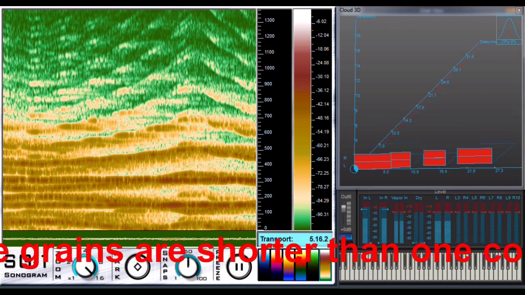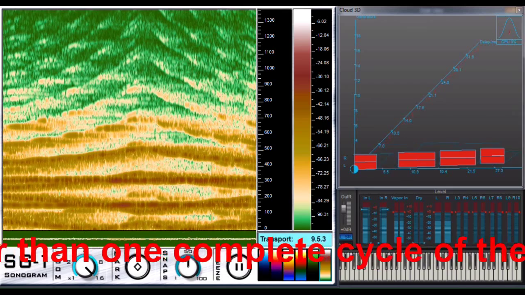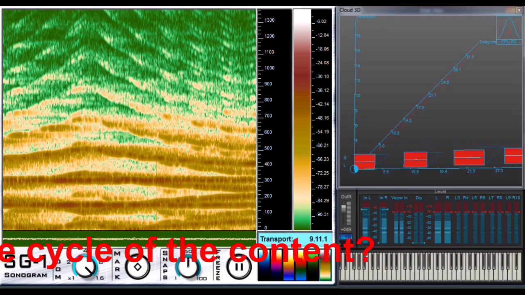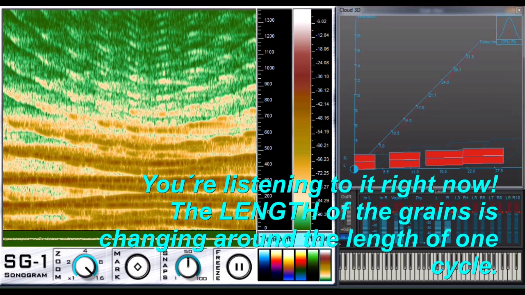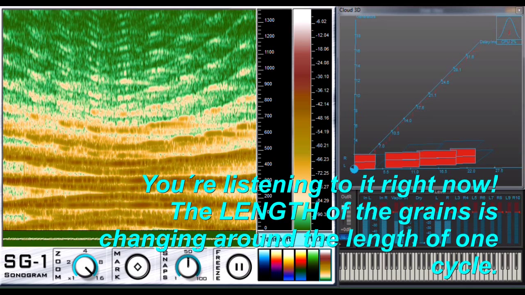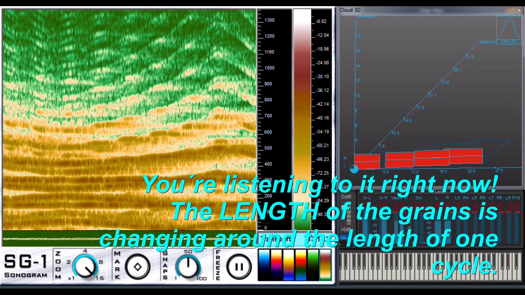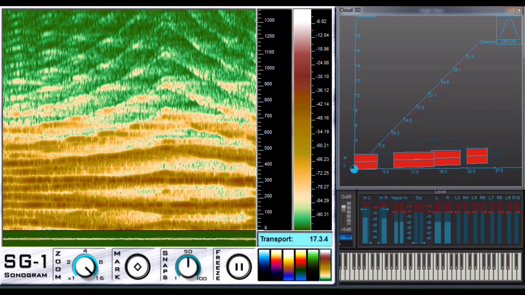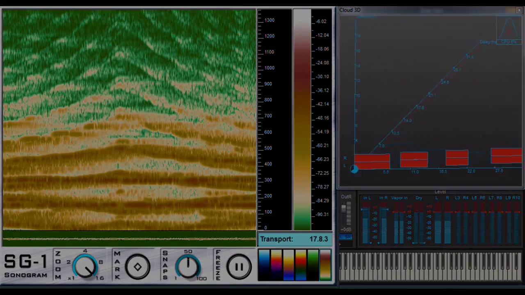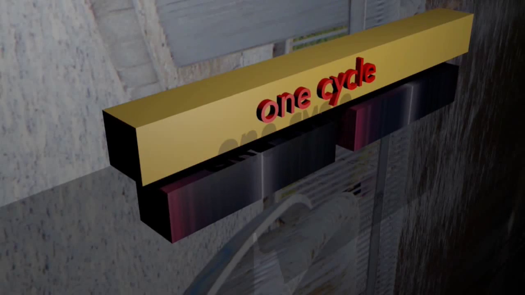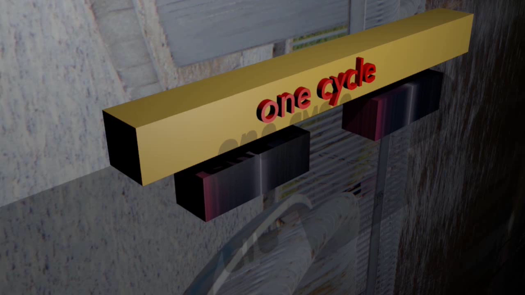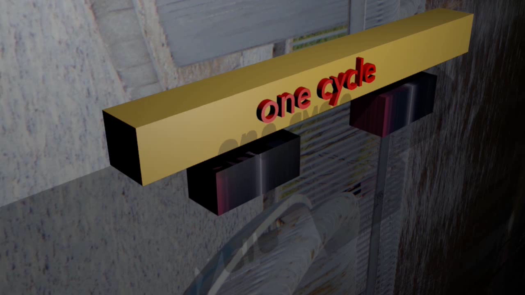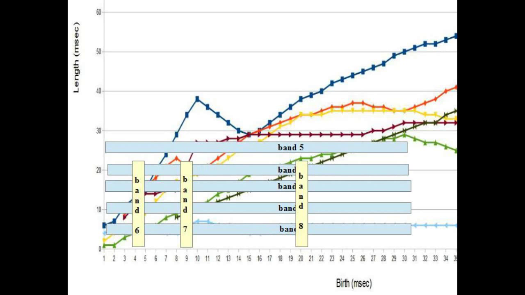Let me give you only one last idea for experiments of your own, though. What happens, try to find it out, when the grains are shorter than a complete cycle of the content's waveform, with non-overlapping grains? Birth is longer than length. Well, really, try it out. Let's go and look and listen to the promised examples now.